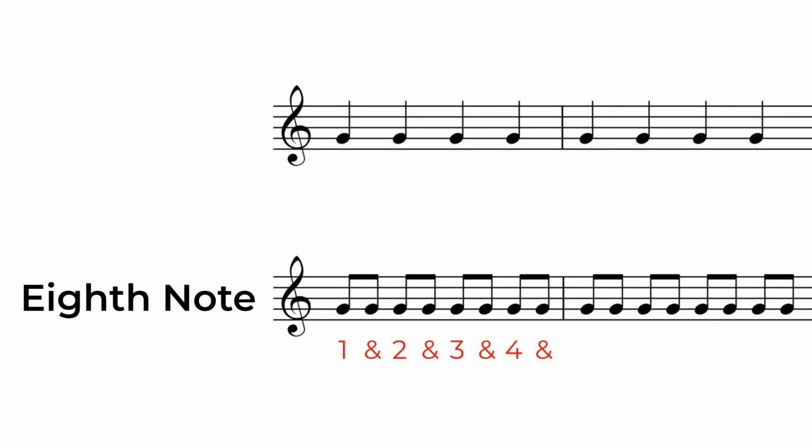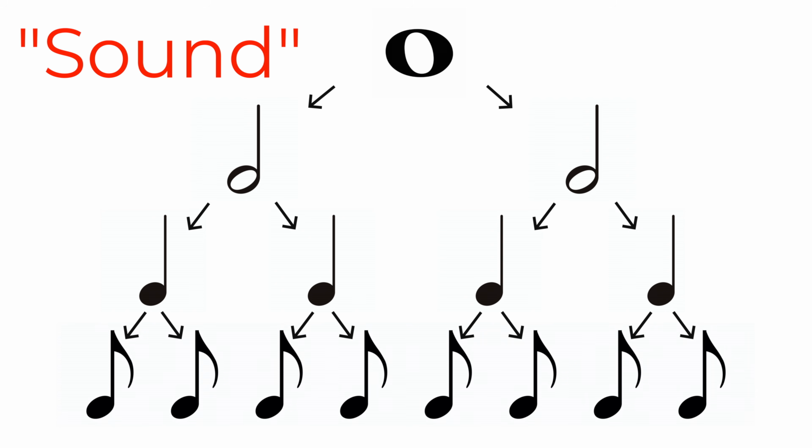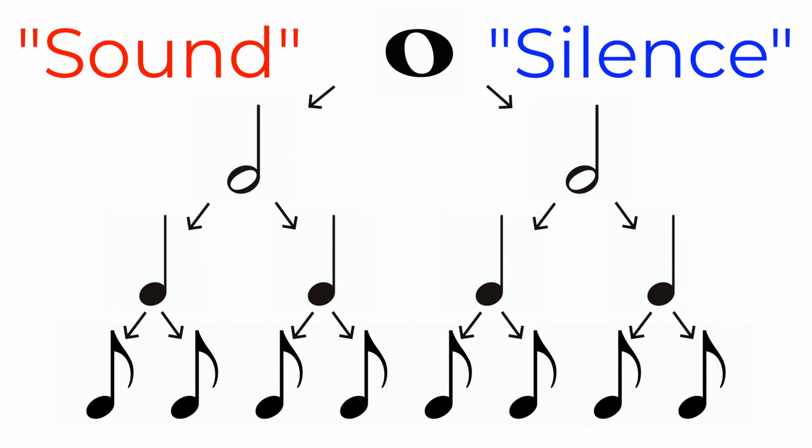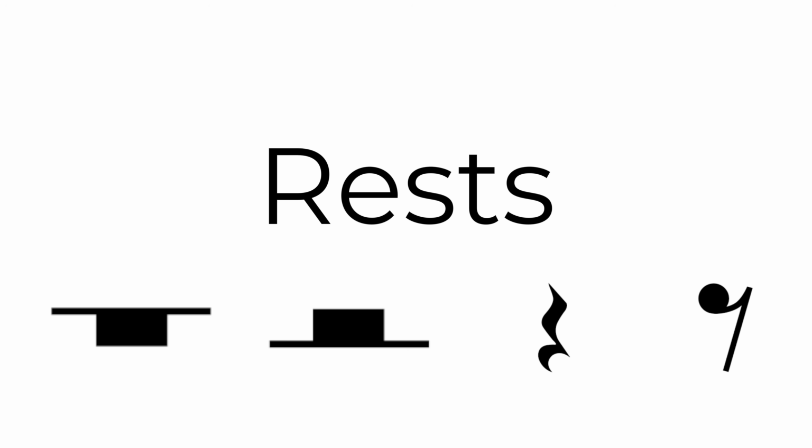In the same way that we have our rhythms of sound, we also have our rhythms of silence. In music, we call these rests. And rests, just like our rhythms of sound, are worth a certain number of beats. A whole rest is worth 4 beats of silence and fills up the entire measure.